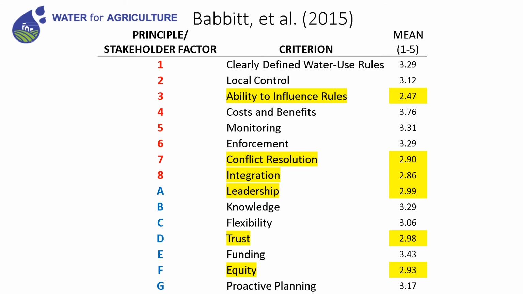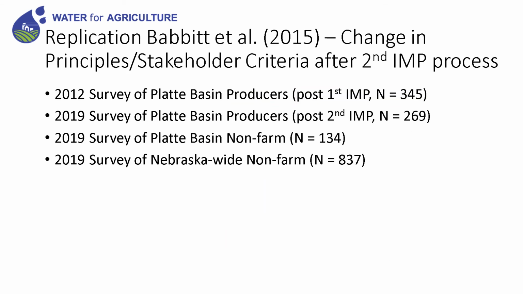trust and equity. So we followed up in 2019 after the second round of integrated management planning in Nebraska to see if anything had changed with regard to the perception of Ostrom's principles and the 7 leadership criteria necessary for success in managing the over or fully appropriated basin.